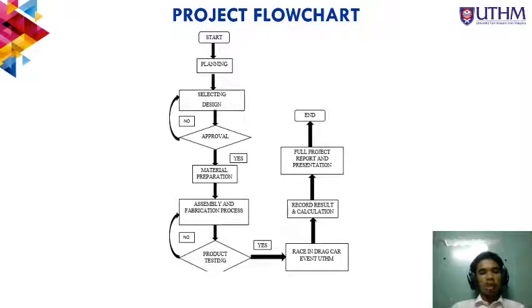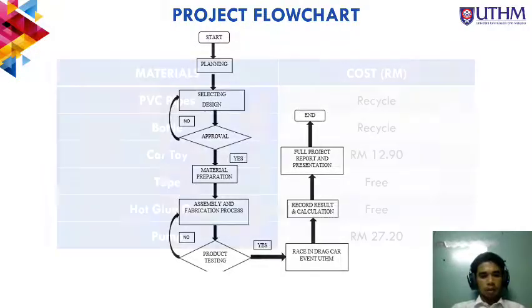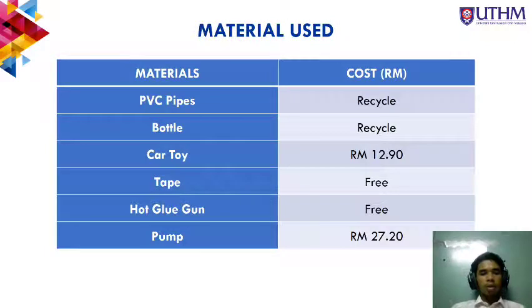For the materials used, we use a PVC pipe. For the cost, the PVC pipe is recycled, which we found at College Daman. The bottle is recycled. The car toy we buy at DIY, and the cost of the car toy is 12 ringgit and 90 cent. The tape is free, the hot glue gun is free, and the pump costs 27 ringgit and 20 cent.